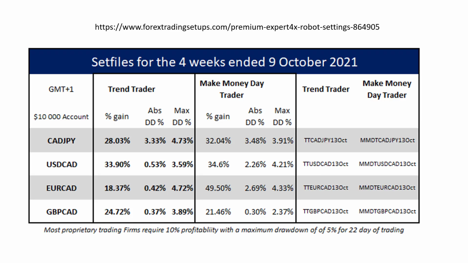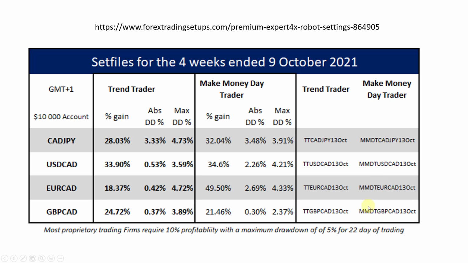And what we've now done is we've actually gone and done set files around that period that we've identified for the CAD, which is a very strong movement, and we have taken only the most volatile crosses of the CAD, and there they are, the most volatile crosses, and we've created set files for the Trend Trader and the Make Money day trader, and they are the set files that are now available.